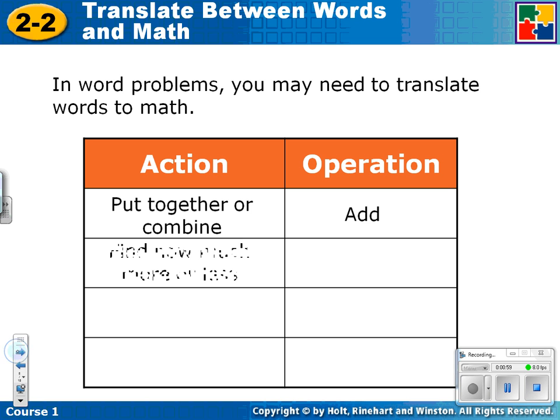Okay. The next one. Find out how much more or how much less. So you've got a large pile of M&Ms. I have a small pile of M&Ms. How do we find out how much more you have? It's subtraction.